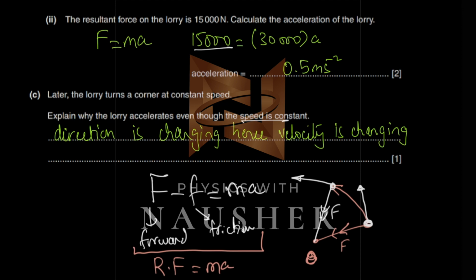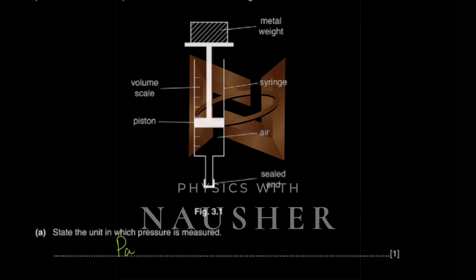But acceleration is not the rate of change of speed. Acceleration is the rate of change of velocity. And velocity depends on direction. And since your direction is changing, your velocity is changing, hence the object is accelerating. The unit for pressure is pascals.